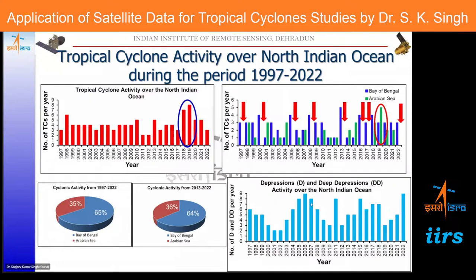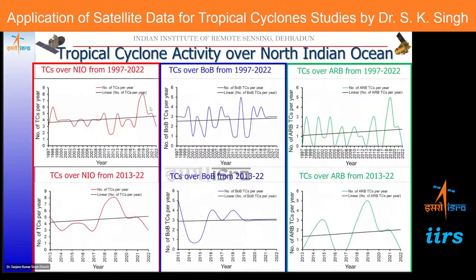In this graph, we can see the depression and deep depression statistics. More than tropical cyclones, depressions and deep depressions form each year over the North Indian Ocean. But due to some unfavorable conditions, these depressions have not converted into tropical cyclones. A tropical cyclone means the intensity should be greater than 34 knots. They have not reached that intensity, so they dissipated in the depression and deep depression state itself.